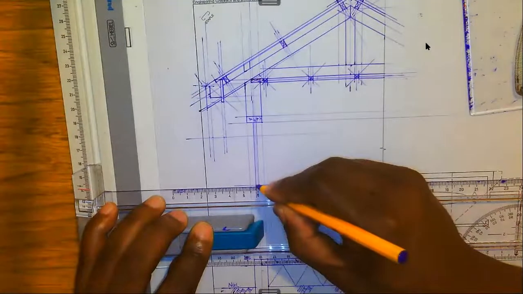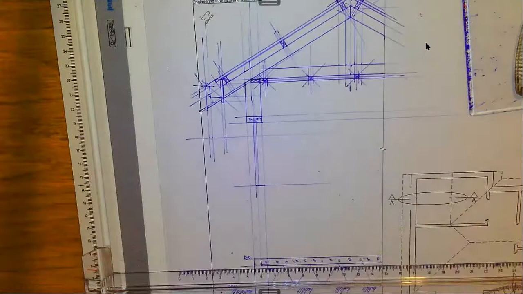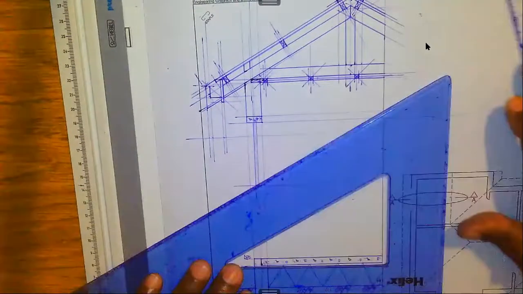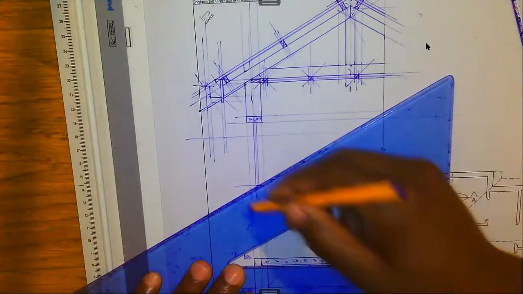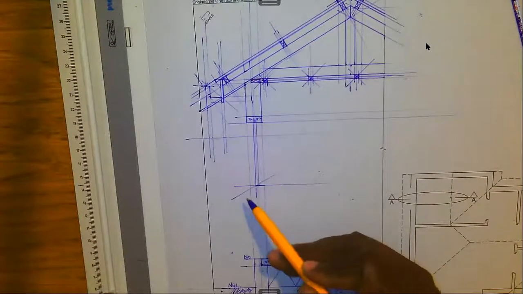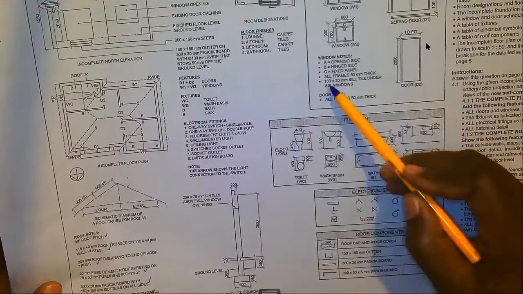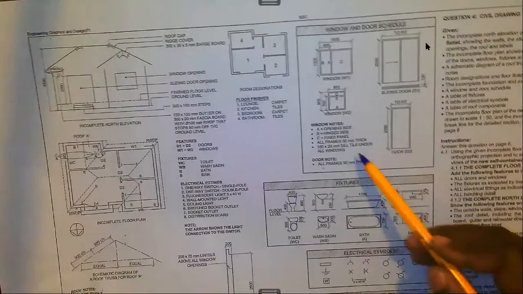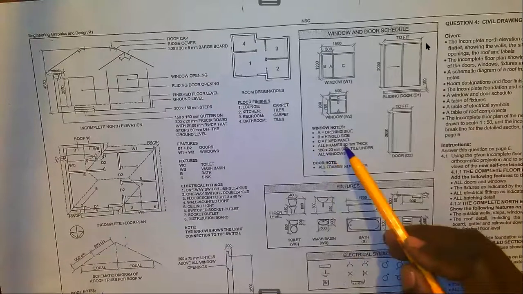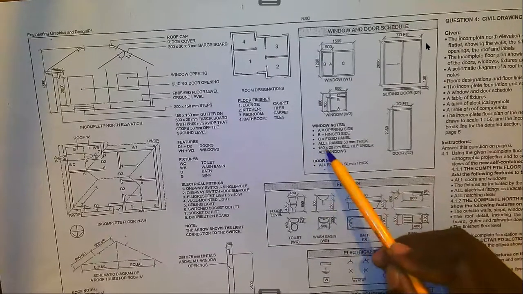This one you can even outline from here to there. You take your 30 degrees set square. You do this, and you measure from here to there the size of the window sill. Let's look if we are given that measurement. Here you go. At this point, it says all frames 15 millimeters thick, that we have already defined, 180 by 20, okay?